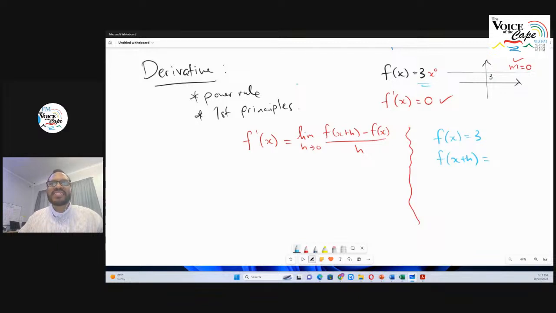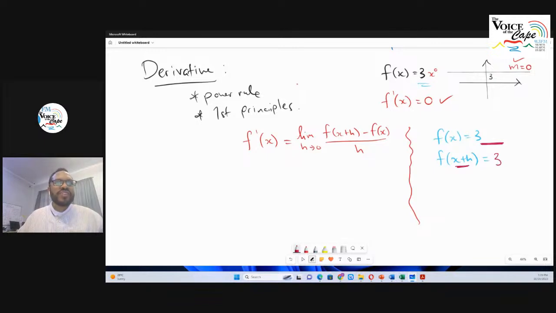Wherever you see x in this algebraic expression for this function, you need to substitute in x plus h. But now look at it. Is there even an x there? There's no x. So f of x plus h is just equal to 3.